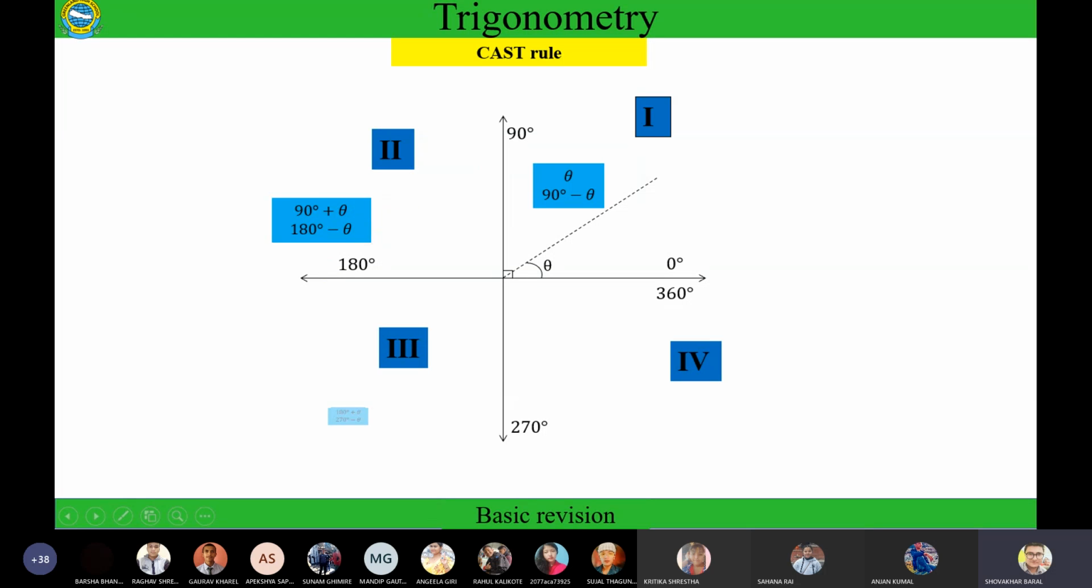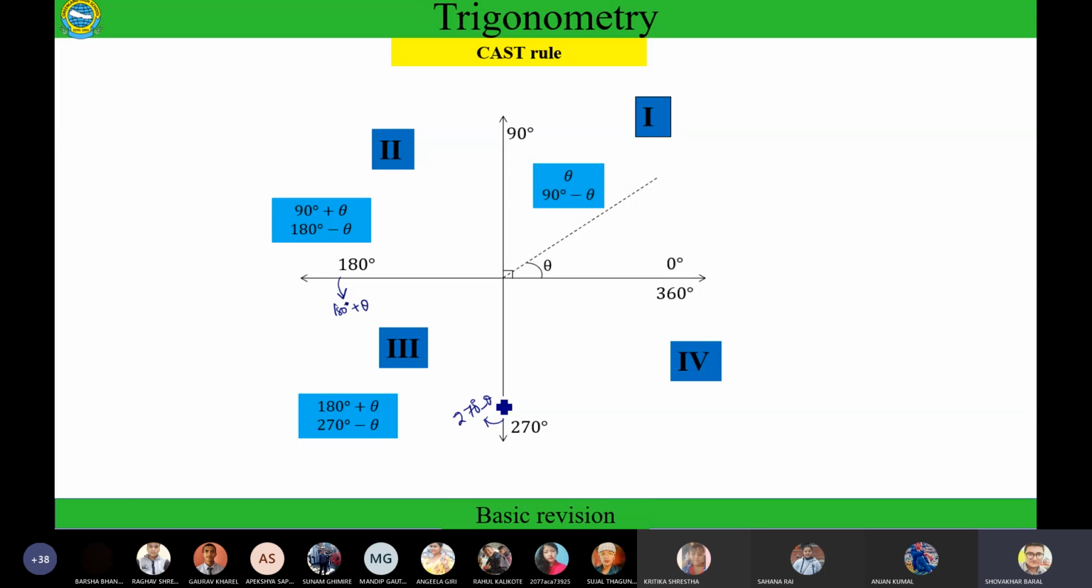Okay, so the next one, the third quadrant. In the third quadrant, the angles are 180 degree plus theta. Similarly, 270 degree minus theta. From here comes 180 degree plus theta, and from here comes 270 degree minus theta.